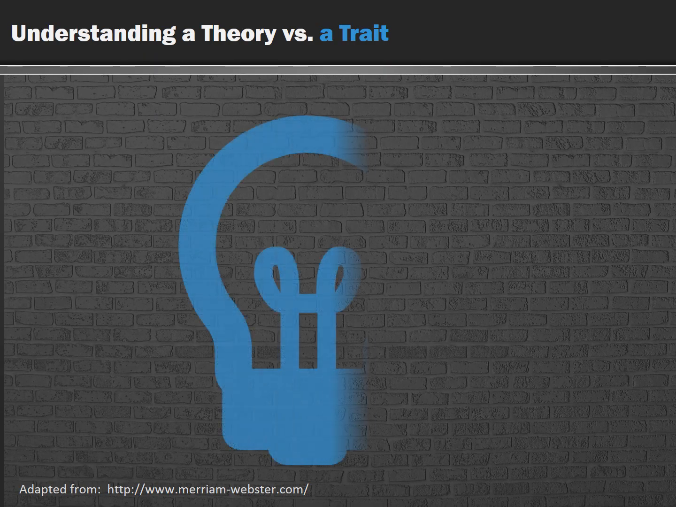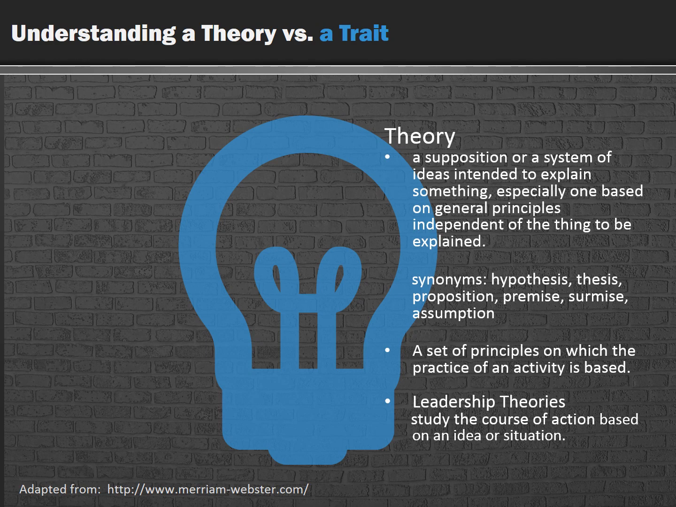Before we get into the theories of leadership, let's first look at the definitions of the words theory and trait. By definition, theory is a supposition or a system of ideas intended to explain something, especially when based on general principles. Other words that are used interchangeably are hypothesis, thesis, preposition, premise, surmise, and assumption. In essence, they are a set of principles on which the practice of an activity is based. Therefore, leadership theories study the course of action based on an idea or a situation.